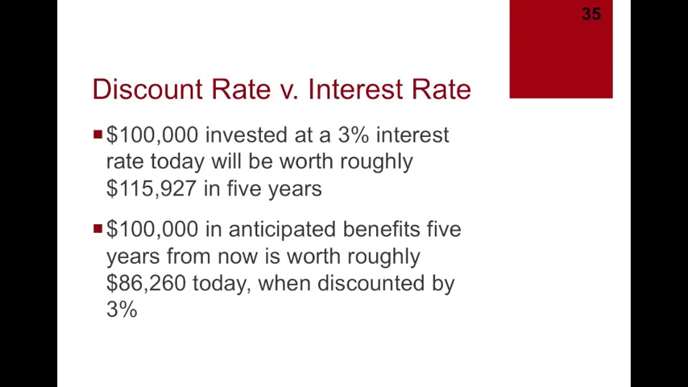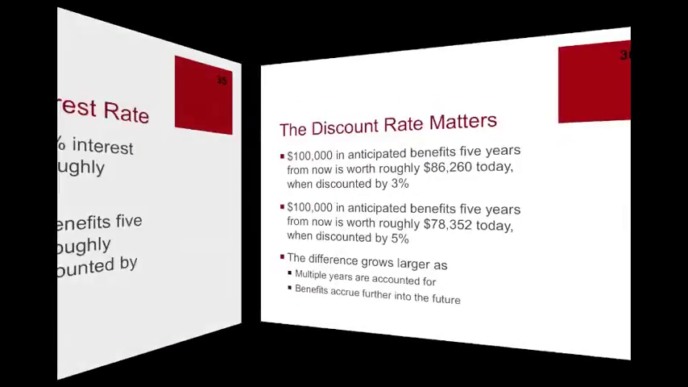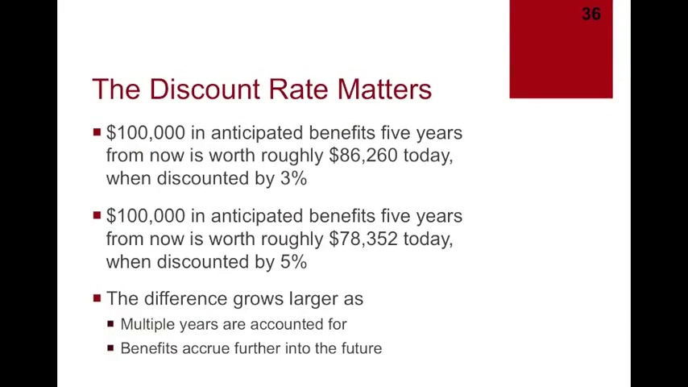Alternatively, you could say if you invested $86,260 today at a rate of 3%, then you should have $100,000 in 5 years. All right. The discount rate matters, which basically means that the different values have different implications.